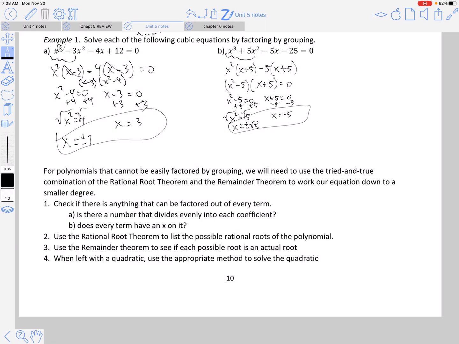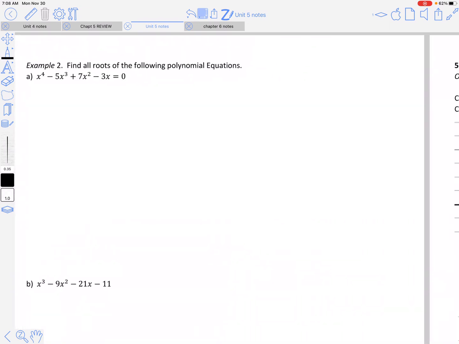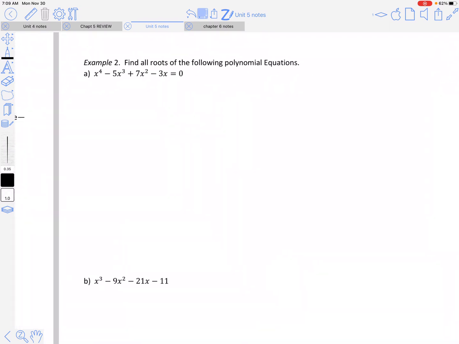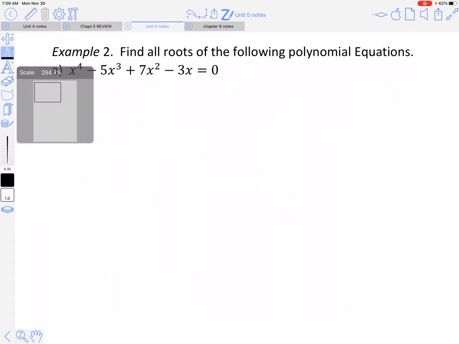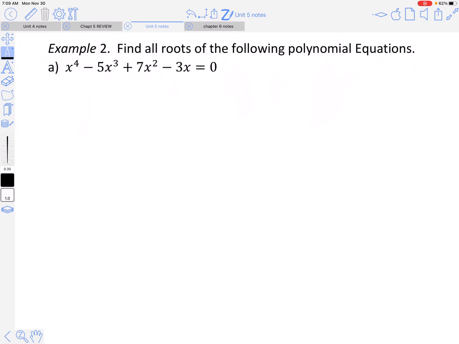So solving polynomials of any degree can be a little bit tedious, but if you have a plan, you can get through anything. Okay, so we have to solve this guy right here, example 2, part A. I analyze it, I can't factor by grouping, but through a quick look, I notice that they all have an x. So I know I can pull out an x.